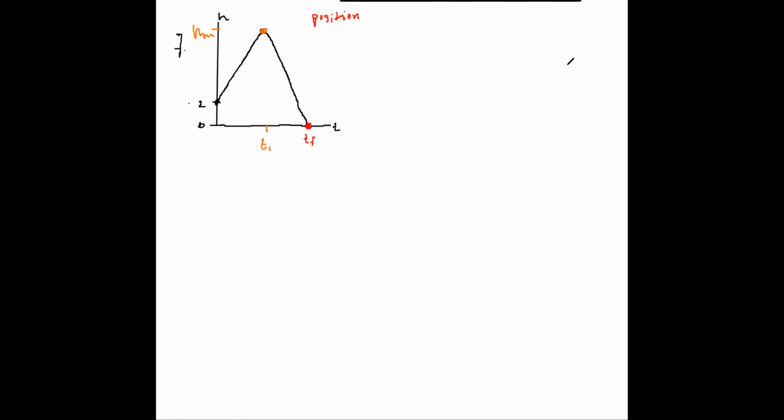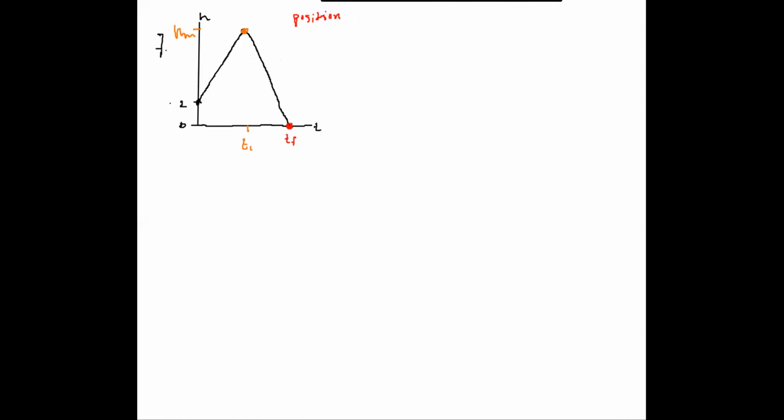Then I also need to think about what velocity is going to look like. So if I have a velocity, I'm going to have something that looks a little bit like this. I have a parabolic shape for position. So what shape do you think my velocity graph is going to be? The derivative of my position is going to be what kind of a graph shape?